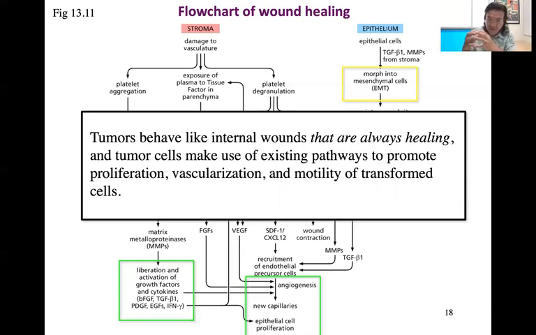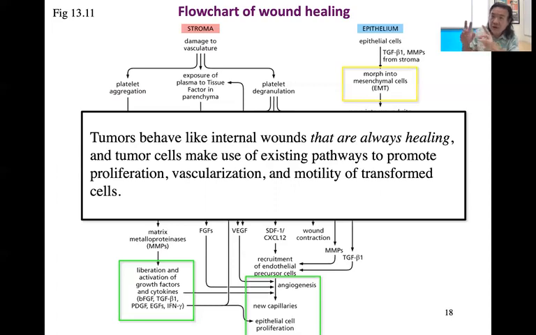Tumors behave like internal wounds that are always healing, right? Whether it's the leakiness of the blood vessels or mutations that allow the tumor cells to produce signaling molecules like PDGF, like TGF-beta, like VEGF, vascular endothelial growth factors, or even things like matrix metalloproteinases. This is the scary thing. All of those products are coded for by genes in your genome, and so all of those genes potentially can get mutated and turn on improperly in the formation of a tumor.